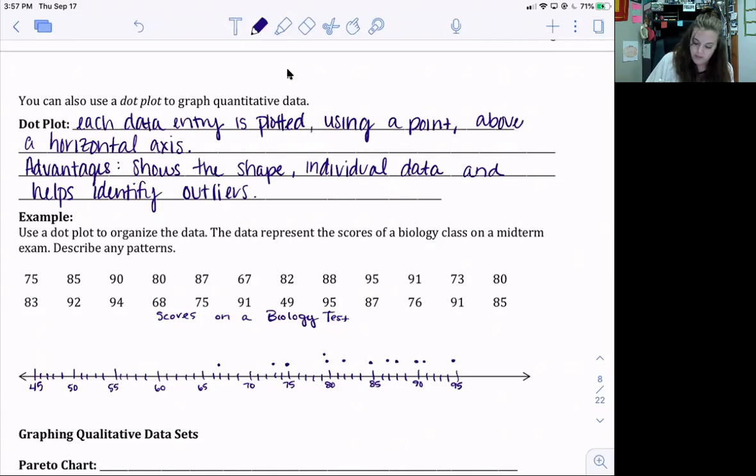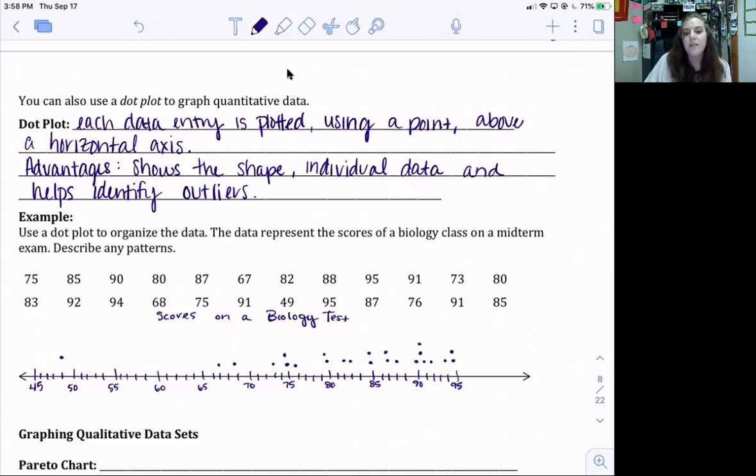Okay, so now our second row, we have 83, 92, 94, 68, 75 gets stacked on top, 91 gets stacked, 49 is on its lonesome, 95, 87 gets stacked, 76, 91 gets stacked, and 85.